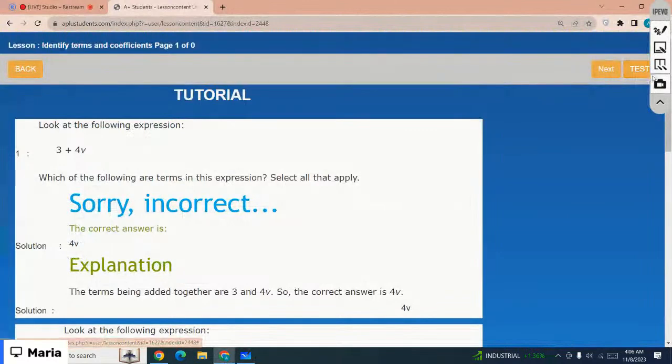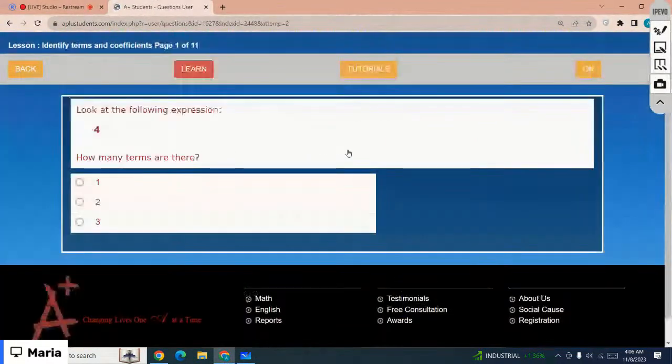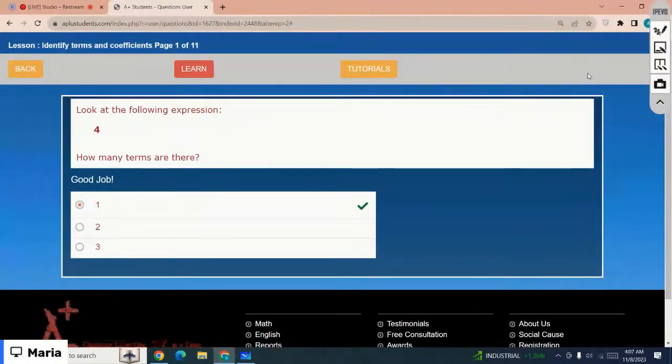So now, okay, look at the expression. How many terms are there? So which is the correct option? How many terms? Just one, right? That is just simply a number. So only one term.